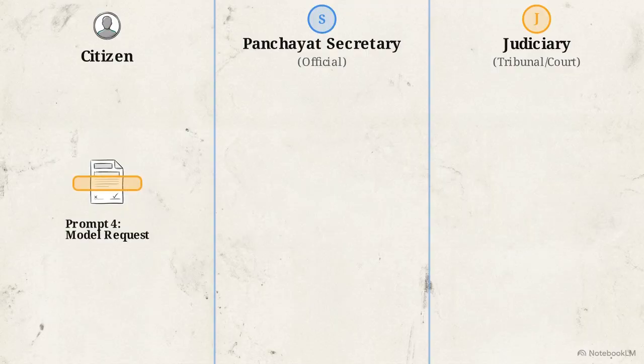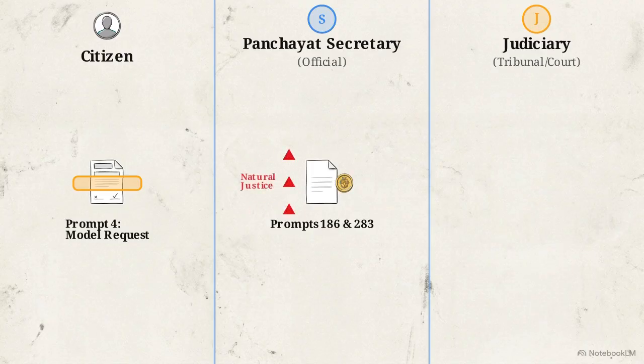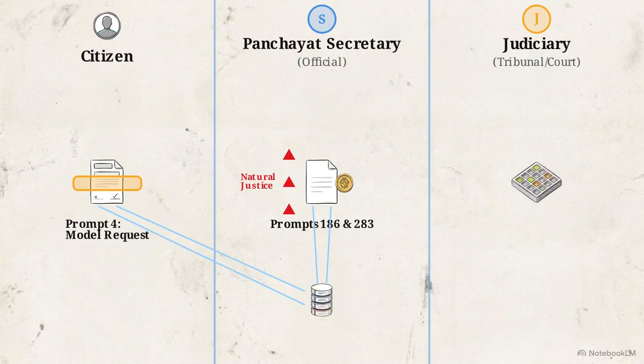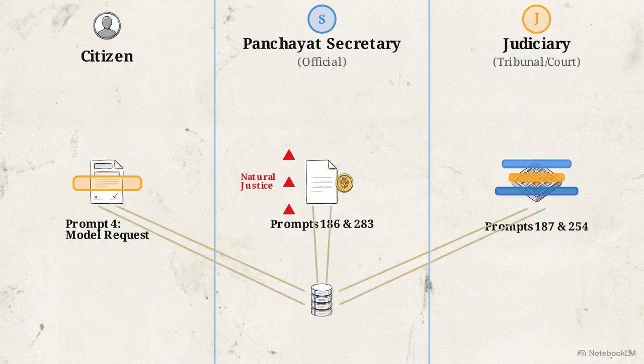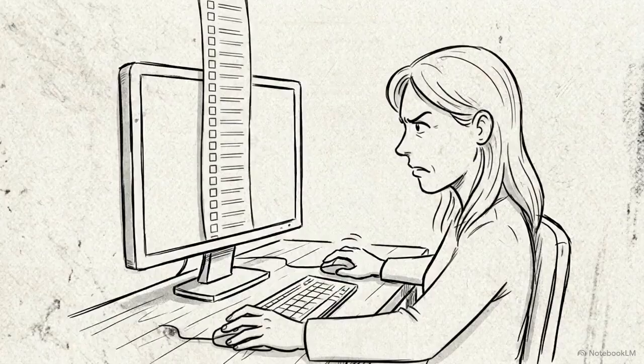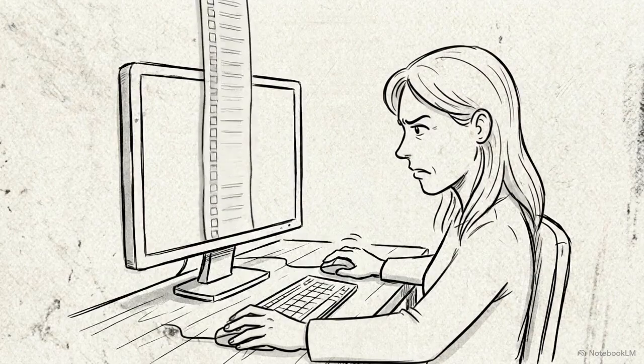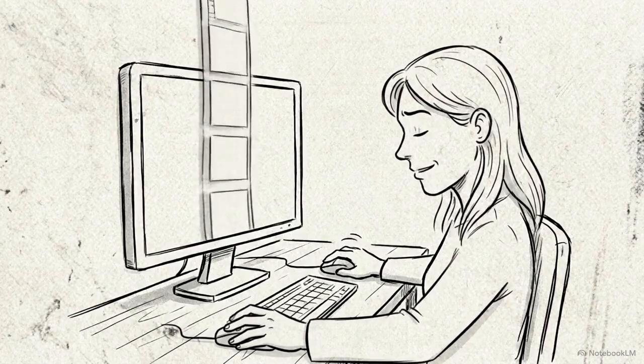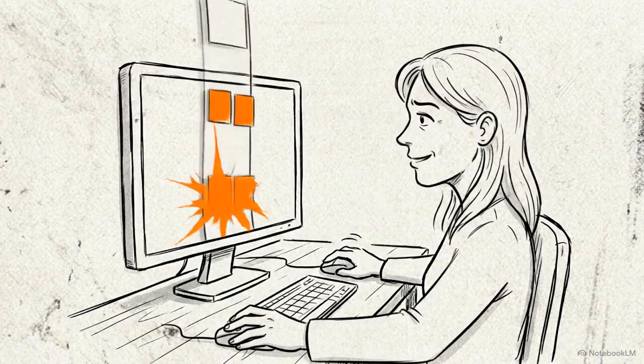In response, the Panchayat secretary utilizes prompts 186 and 283. The system generates an unauthorized construction notice outline, flagging specific natural justice requirements to ensure exact legal compliance by the administration. If the notice is contested, a court utilizes prompts 187 and 254 to map the resulting building dispute directly back to the exact statutory provisions, evaluating the actions of both the citizen and the secretary against the raw code of the Act. By generating plain English guides, checklists, and risk flagging matrices, the AI standardizes legal compliance across the entire administrative ecosystem.